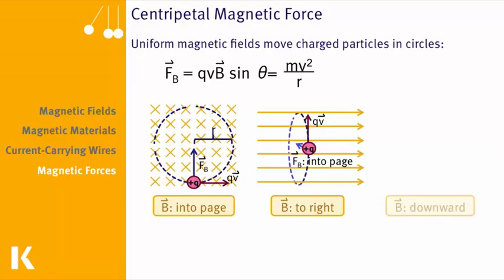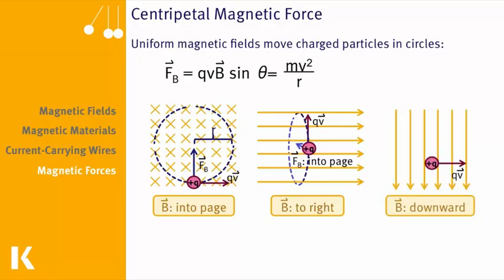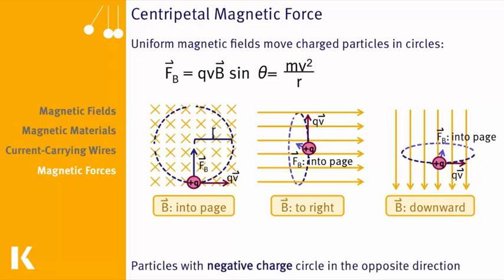Another example would be to have the magnetic field going downward and the charge to the right. In this case, the charge moving rightward in the downward magnetic field experiences a force into the page, and once again undergoes circular motion until it returns to that original position. We do want to keep in mind that the direction of motion here for a positive charge is opposite of what it would be for a negative charge. Negative charges would circle in the opposite direction.